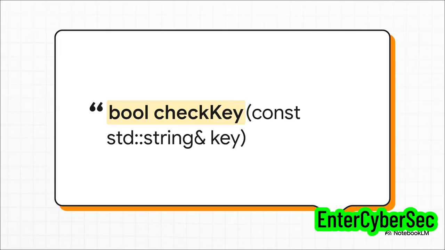Okay, after taking a look at the source code, we've got a prime suspect. It's this one function right here called check key. This, my friends, is where all the magic happens. It takes your key as input and spits out a simple true or false. This is the black box we need to crack wide open.